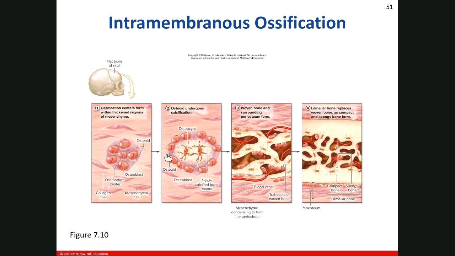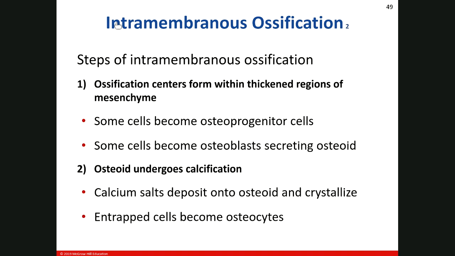Okay, so the second step here is, well, just like with anything, if we're going to be making osteoid, then we need to get that osteoid to harden. So what do we do? All right, we invite calcium. Because remember what I told you, calcium makes things hard and rigid. Okay? So these calcium salts get sprinkled along the collagen fibers in our osteoid, and that process causes that crystallization, the hardening of the osteoid.